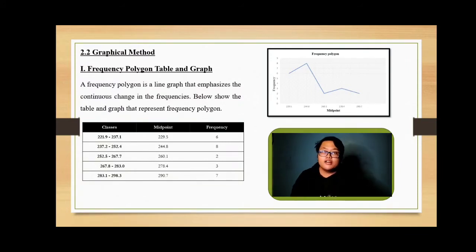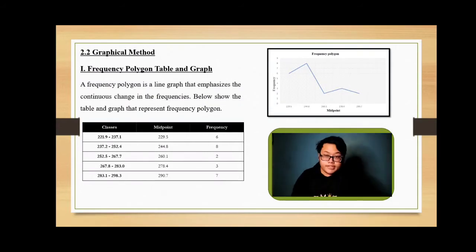So let us talk about the frequency polygon table and graph. So what is a frequency polygon? A frequency polygon is a line graph that emphasizes the continuous change in the frequencies.